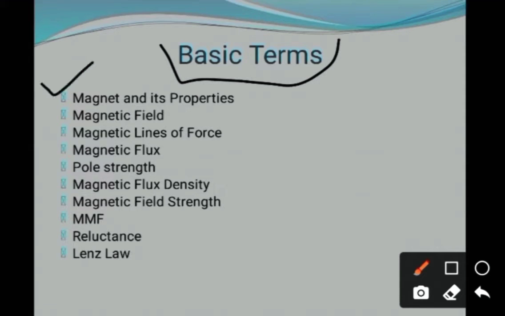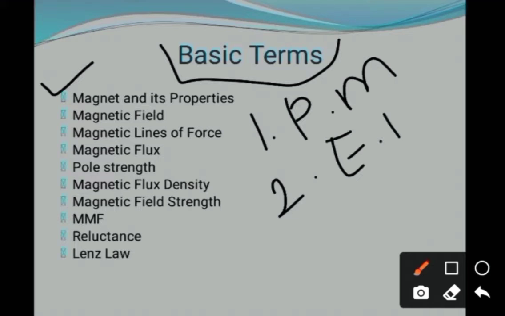First term is magnets and its properties. Basically, there are two types of magnet. First one is the permanent magnet. Permanent magnet is the magnet which are having its own magnetic properties, and second is the electromagnet.